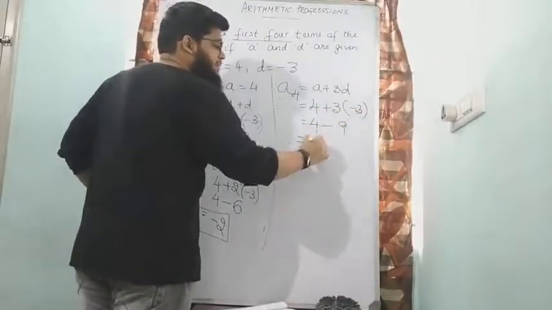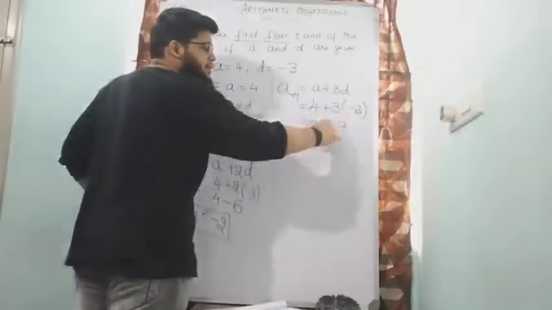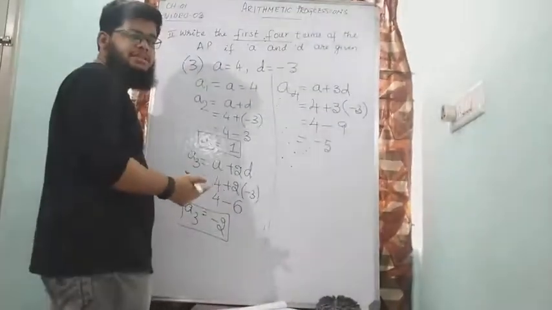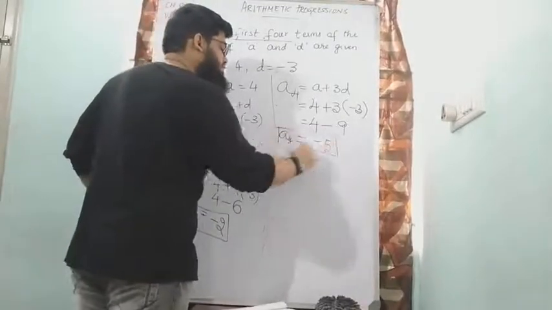And 4 minus 9 will be minus 5 because 9 is a greater number. And again we are subtracting a bigger number from a smaller number. These are basics that you have learned many times. So the value of A4 is minus 5.